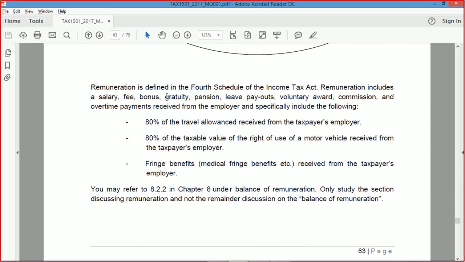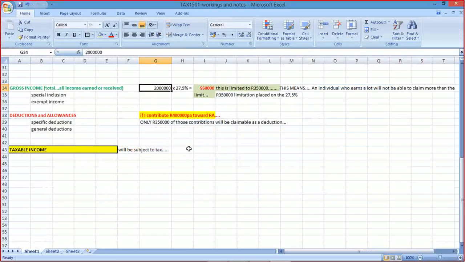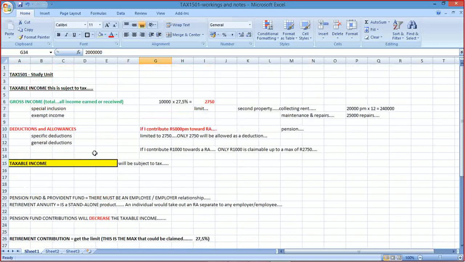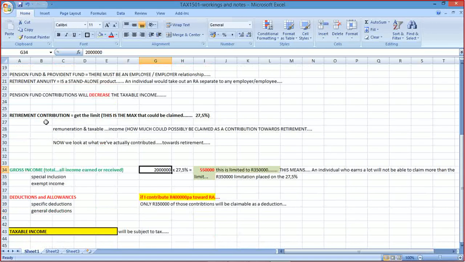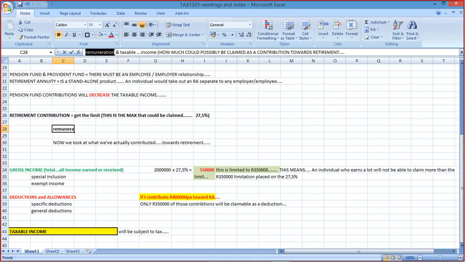Okay, then there's just a note here about the fourth schedule of the Income Tax Act. This is just more additional information. They look at remuneration and what determines remuneration. So remember earlier I asked you what is remuneration and you told me income. Okay, remuneration isn't just remuneration. Where did I write that? Here it is. Remuneration.